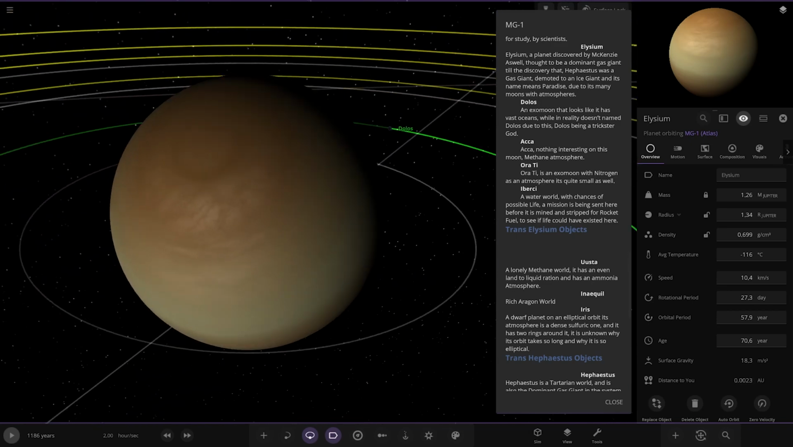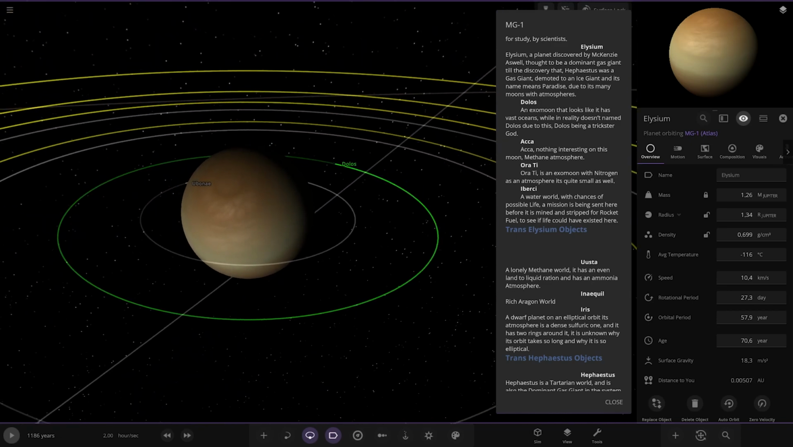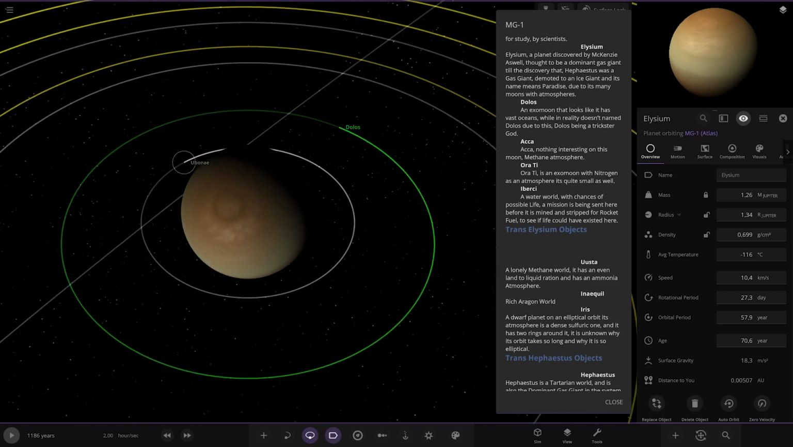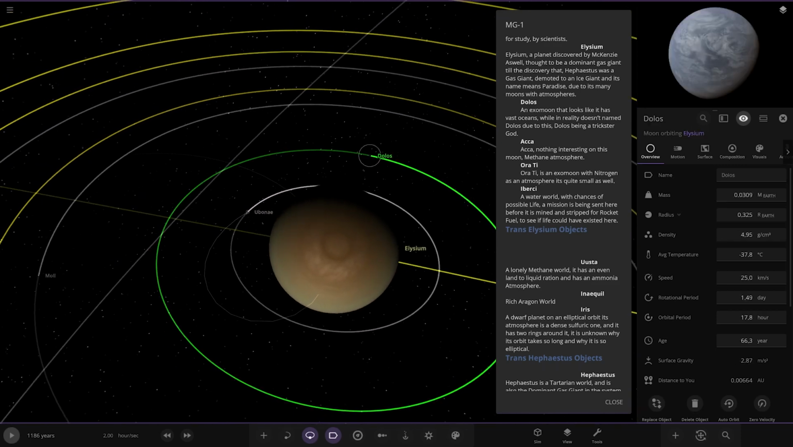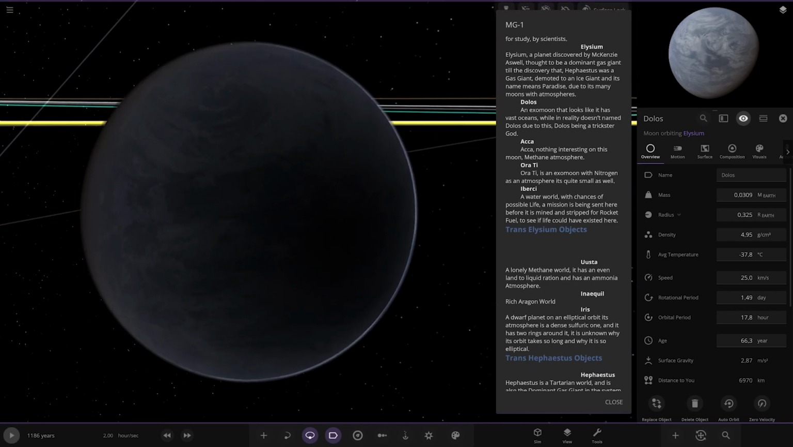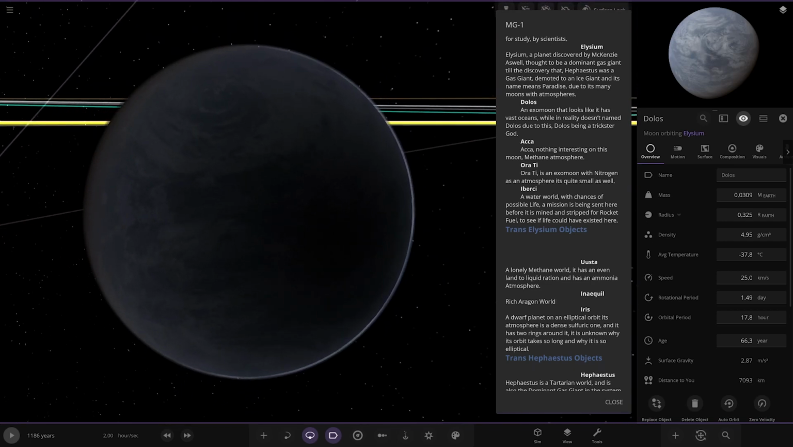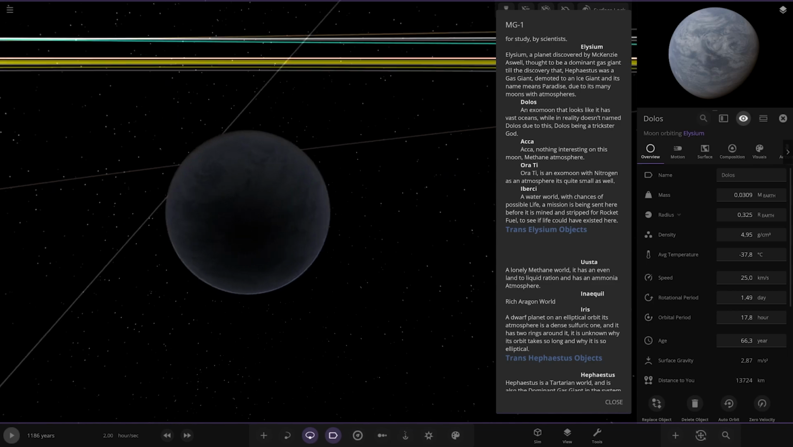Right, so Elysium. A planet discovered by Mackenzie as well. Thought to be a dominant gas giant till the discovery that Hephaestus was a gas giant, demoted to an ice giant, and its name means paradise due to its many moons with atmospheres. So we've got these guys here. So we've got Eubinae, small moon. We've got Dolos here, next moon that looked like it has vast oceans, while in reality doesn't, named Dolos due to Dolos being a trickster god.